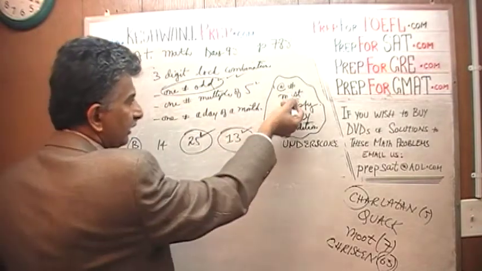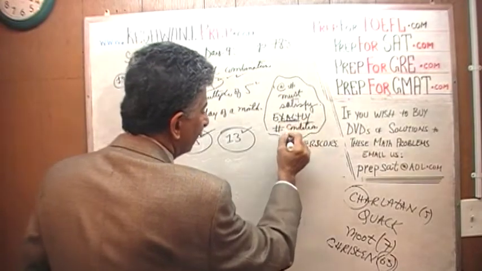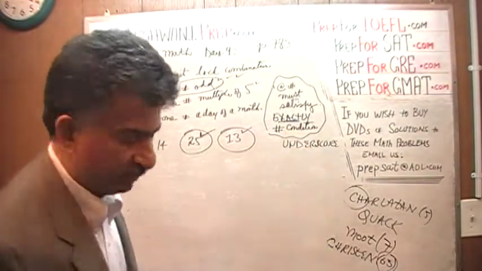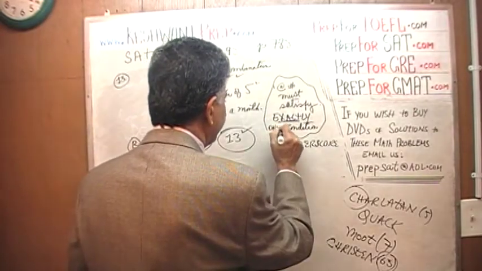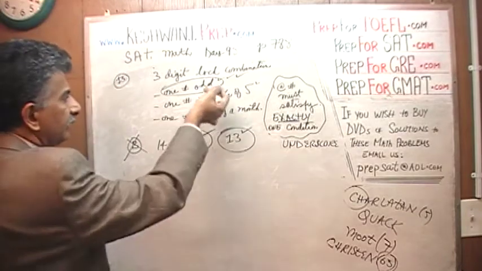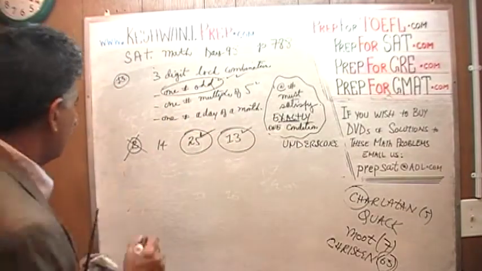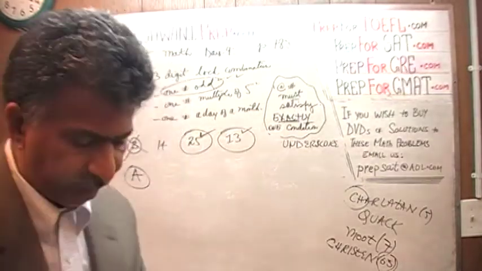Each number must satisfy exactly one condition. It should say one condition, not number condition. Exactly one condition. That doesn't do the job. There are 2 numbers here that satisfy the condition of being odd. The answer is A.